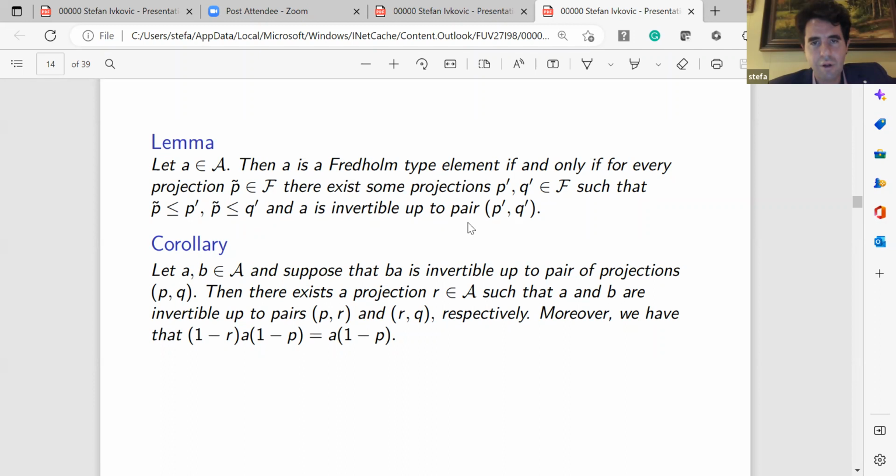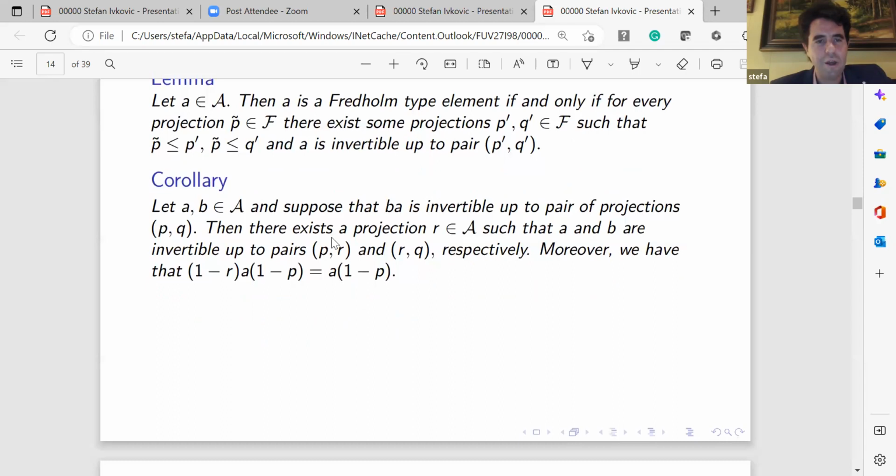So now we should notice that there is one implication which needs to be proved. Because if this holds, if A is invertible up to this pair, then by definition, A is Fredholm type element, because P prime and Q prime are in F. So the converse implication is important, and it says that if it is Fredholm type element, then whatever projection P tilde you choose in F, you can find such P prime and Q prime in F, satisfying all these properties. And then we have a corollary of this lemma, which is again not a corollary from lemma itself, but from the proof of lemma. But once again, a corollary which has several applications.